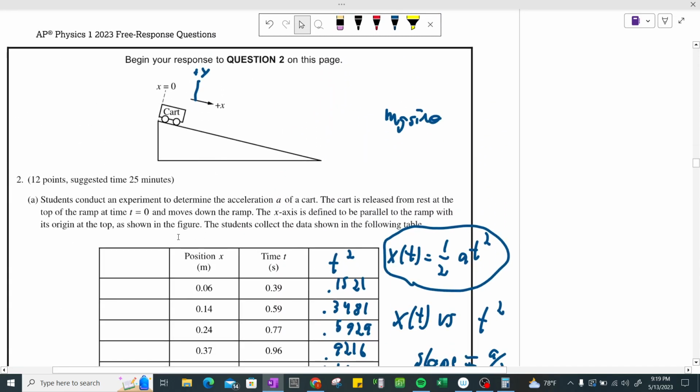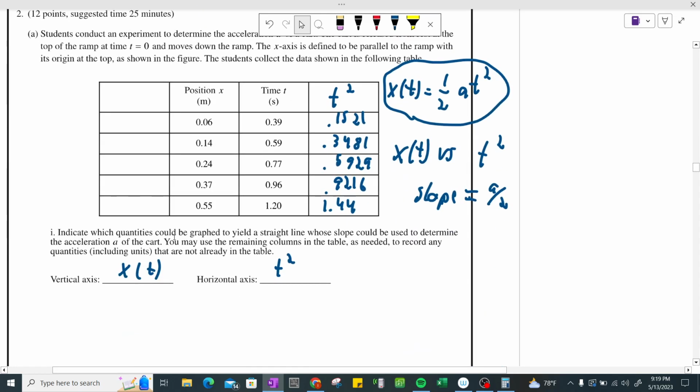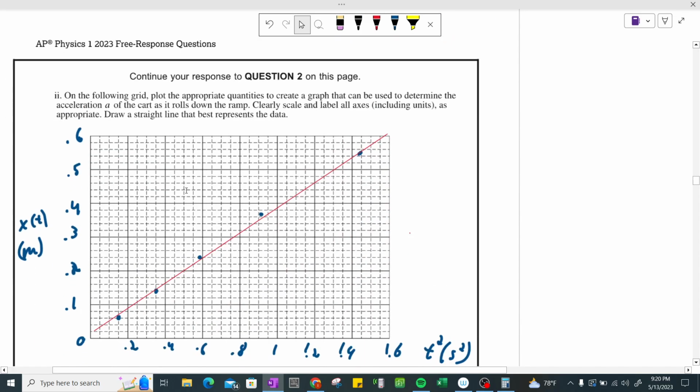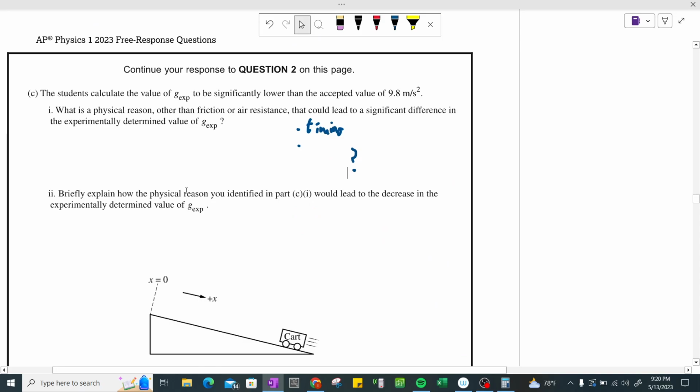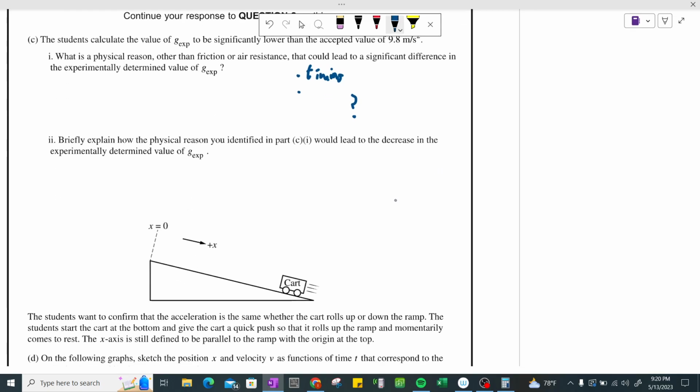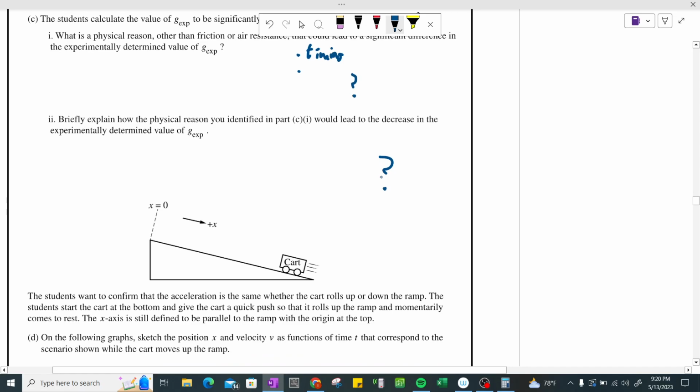They have the cartridge release from rest at the top, moves down the ramp. It's parallel to the ramp. Origin is at the top. They got position, they got time. Yeah, I'm really not sure on C1. Then C2 is kind of the same thing because I just don't know what they're looking for there. So that one I'm going to put a question mark. I don't know the answer to that, so we may modify that later.